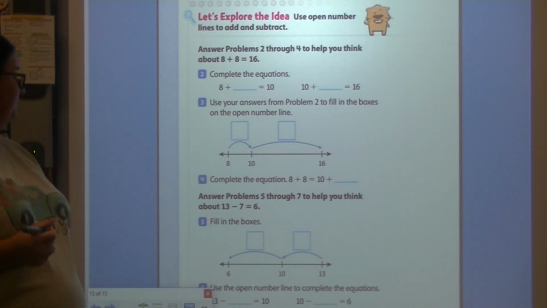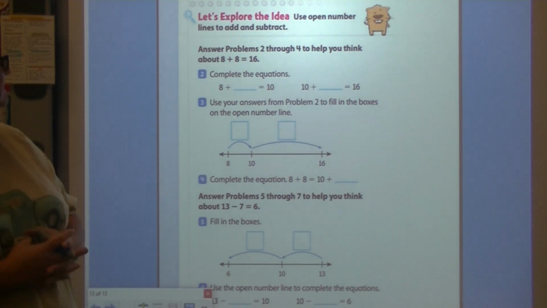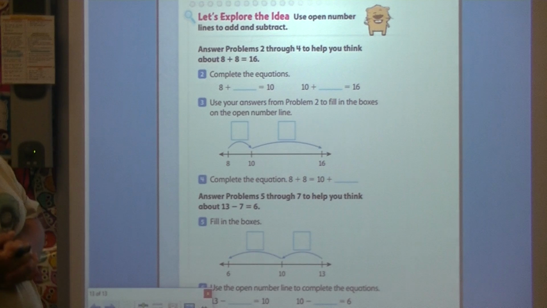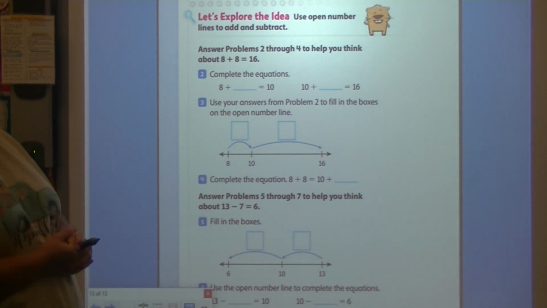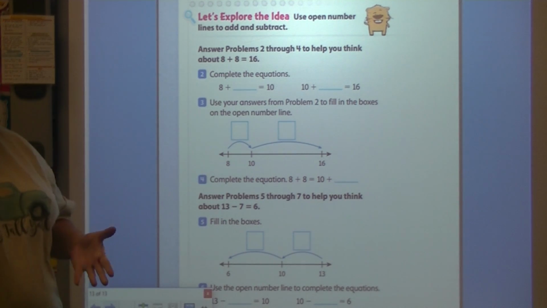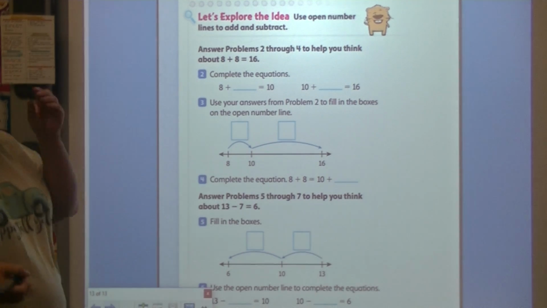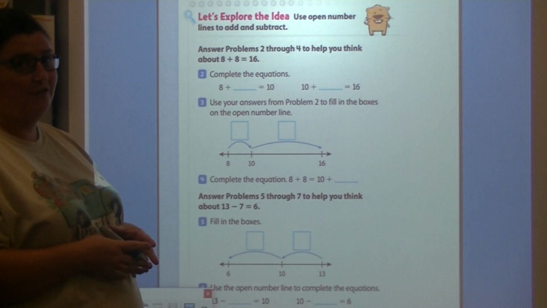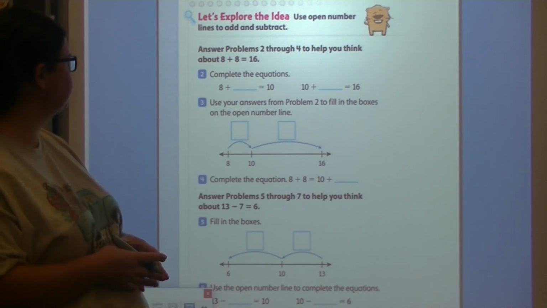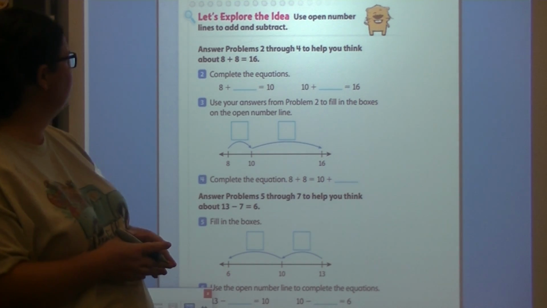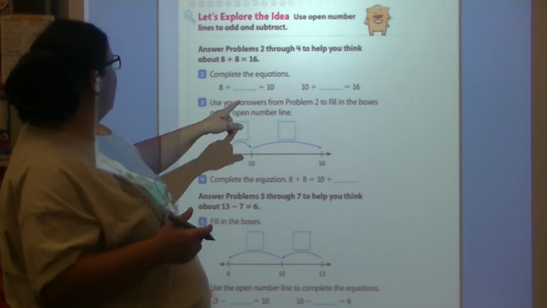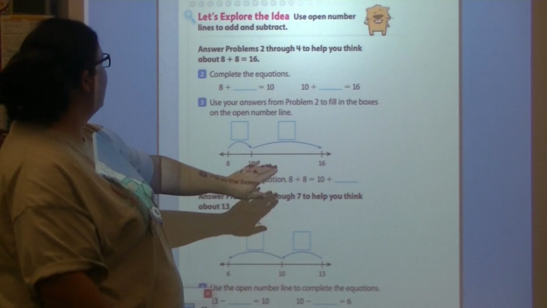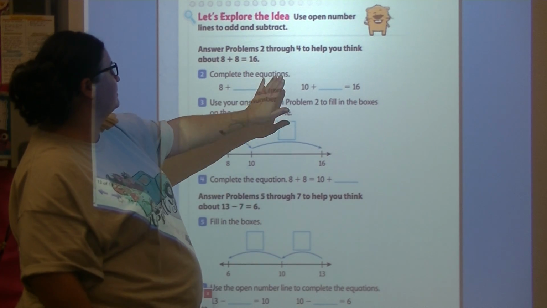Now let's turn the page. Okay, this is another model that we can use. This is called an open number line. We can use it to add or subtract. And I think you watched it on the video, the YouTube video. So, it says answer problems 2 through 4 to help you think about 8 plus 8 equals 16.